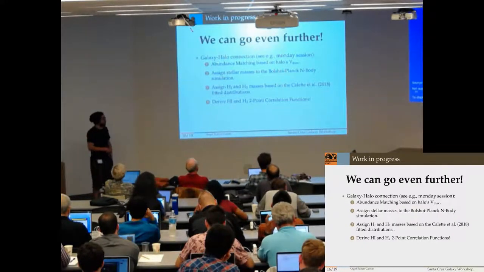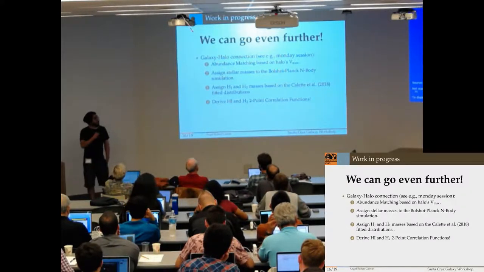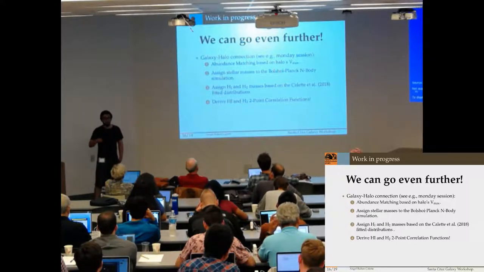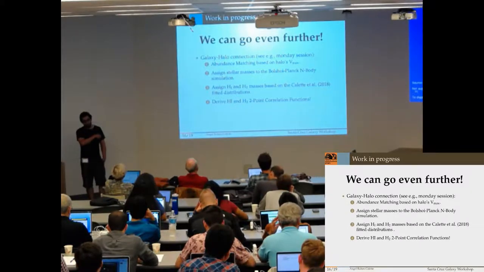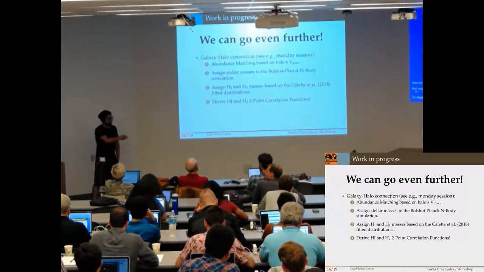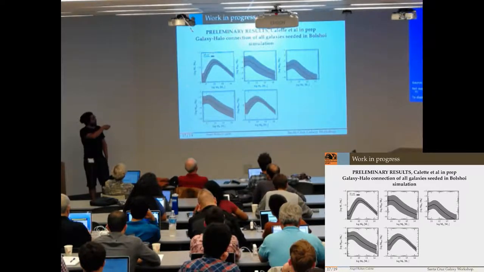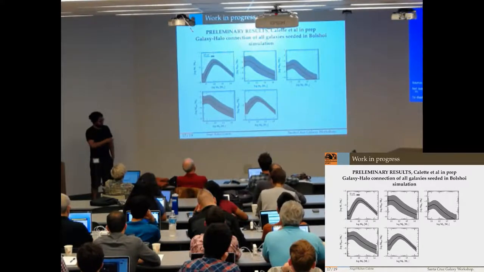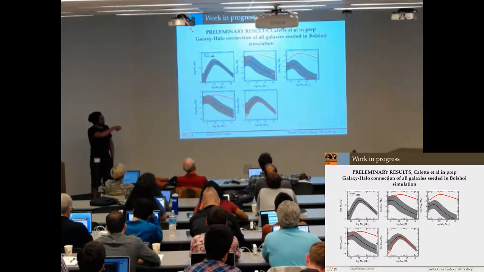And we can go even further. Using the galaxy halo connection, specifically an abundance matching based on Vmax, which will recover the two-point stellar correlation functions, we're assigning stellar masses into the Bolshoi N-body simulation. And then we also assign H1 and H2 masses based on the results I showed you before. We can derive, for example, two-point correlation functions not only for stars, but for H1 and H2. Directly from this method, we can compute the stellar to halo mass fractions and extend this to H1, H2 gas and baryonic fractions. This is only the comparison of the stellar component with all the other components inferred.